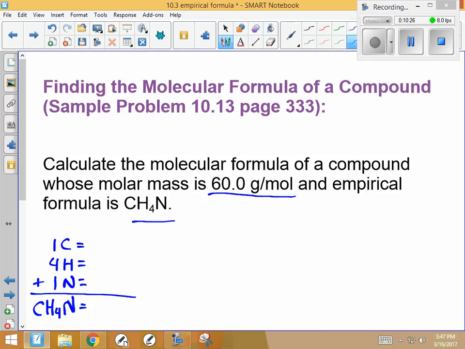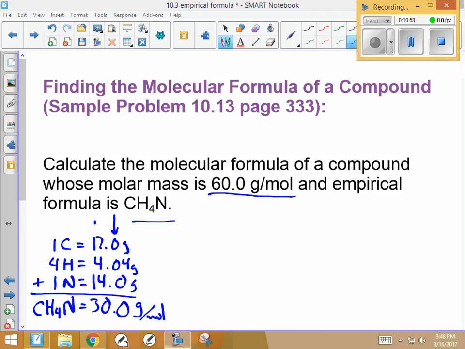CH4N, carbon is 12.0 grams, hydrogen would be 4.04 grams, and nitrogen would be 14.0 grams. Our significant figures will be right there. That gives 30 grams per mole. That's the molar mass of CH4N.